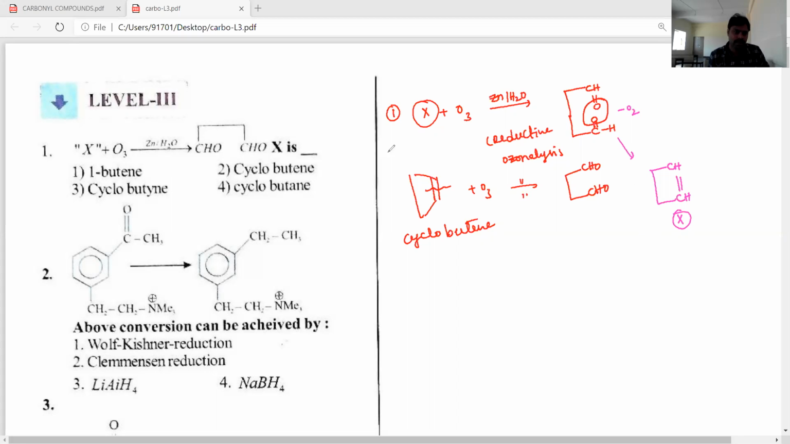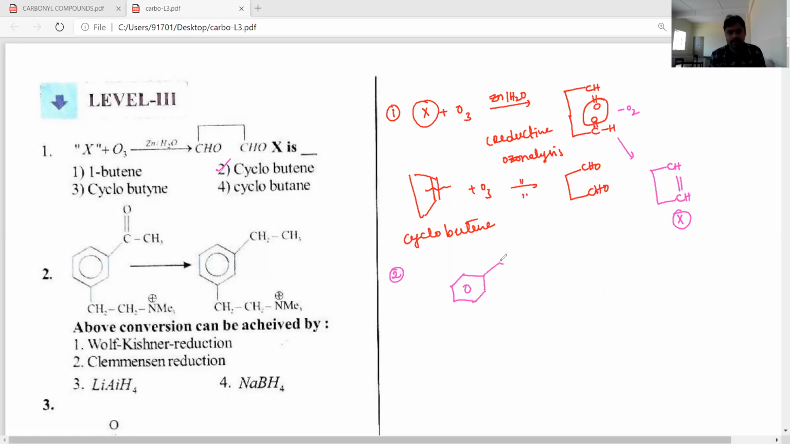Okay, so the answer is cyclobutene. The second option is correct. Okay, let's see the second question. The second question is the application of Clemmensen and Wolff-Kishner reductions. So both products I will write, dear students.